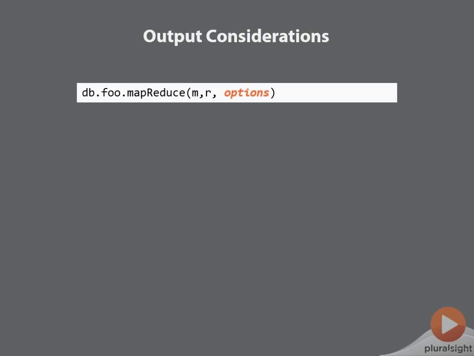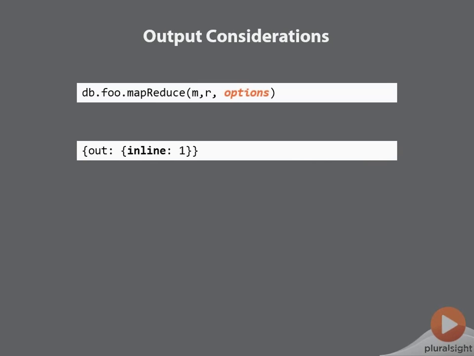When you run MapReduce and output inline, MapReduce will not create a collection. This means you can run it on secondaries. If you use any other option, a collection is used, so you have to run the job on a primary.